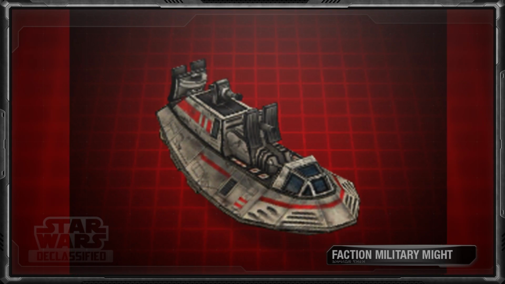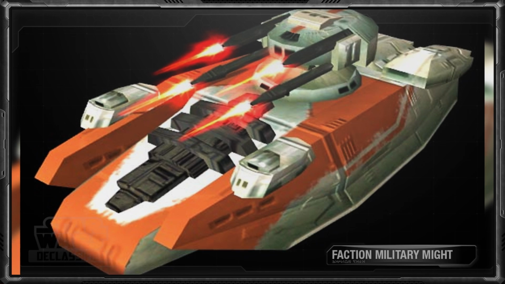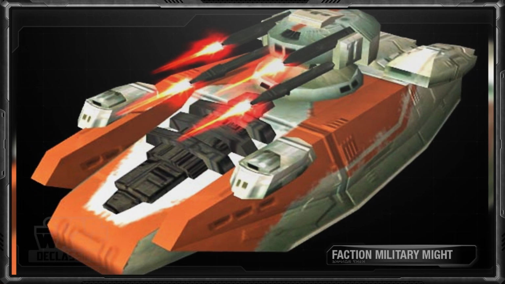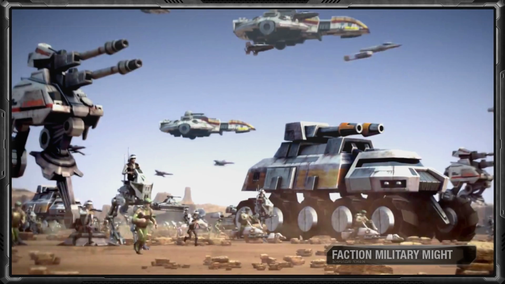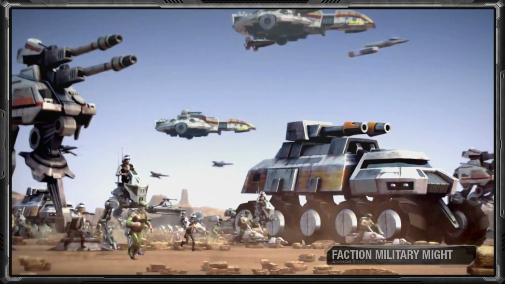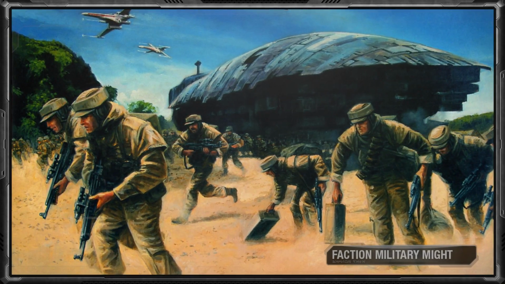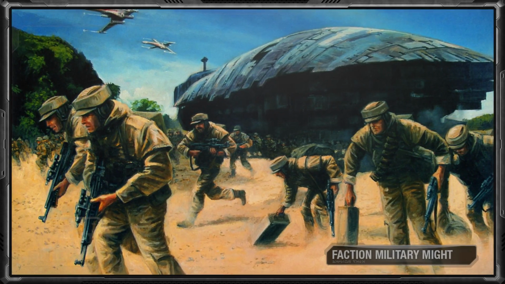Of course, in addition to this, the Rebellion were also able to purchase other vehicles and ships like the T-2B repulsor tank, as well as salvage Old Republic and Separatist military equipment in order to build an extremely impressive military force.